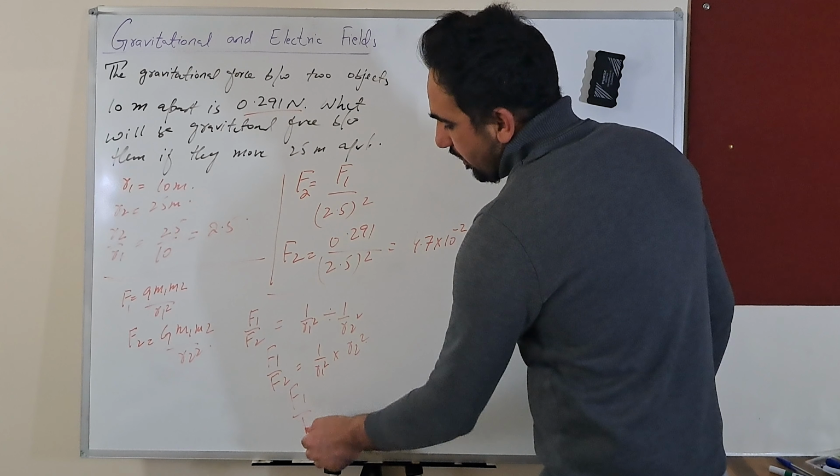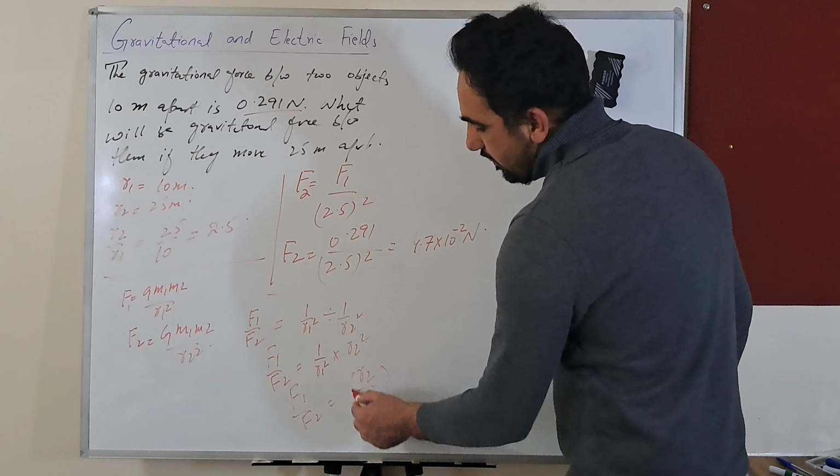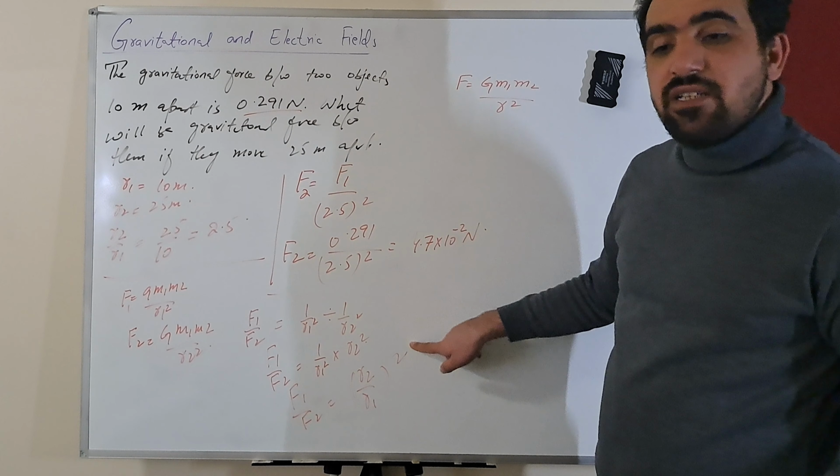So F1 divided by F2 is equal to r2 divided by r1, squared. And that's exactly what we did.